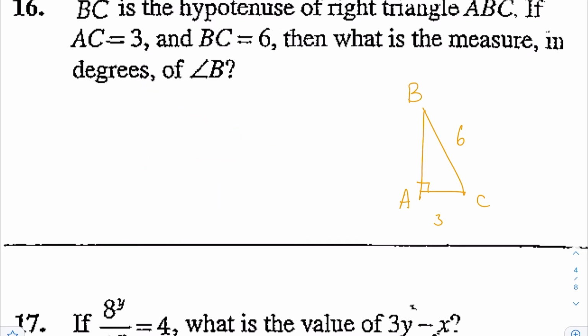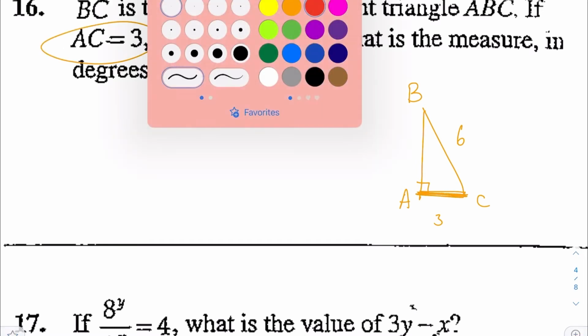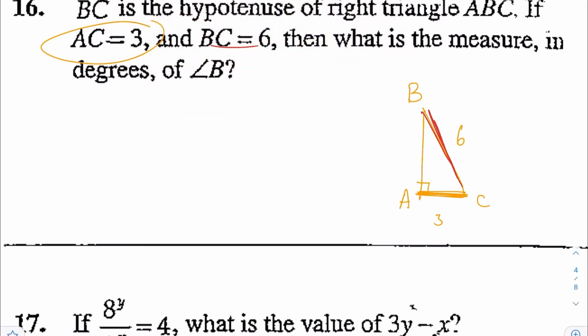All right, so here you have AC is equal to 3 and BC is equal to 6. That's the hypotenuse. And you know it's a right triangle. Here you can actually figure out the last side using Pythagorean theorem, or you can use one of the special right triangles.